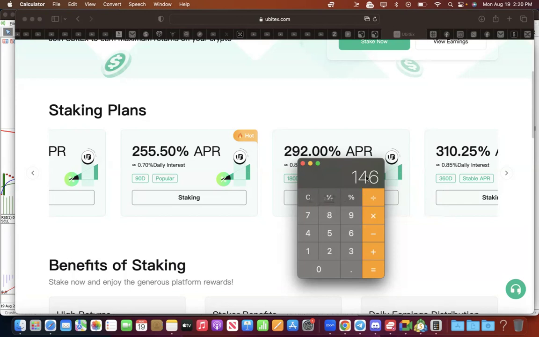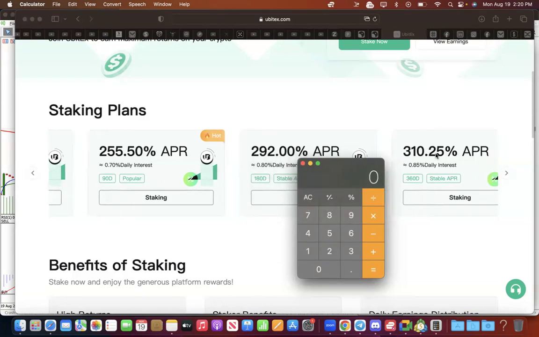So that is what APR means. It's not that in those 180 days you are going to make 292. But if you leave it to stay for 1 year, that's what you are going to make on average. But if after the expiration you unstake it, then what you will have gotten is 146, as it were.